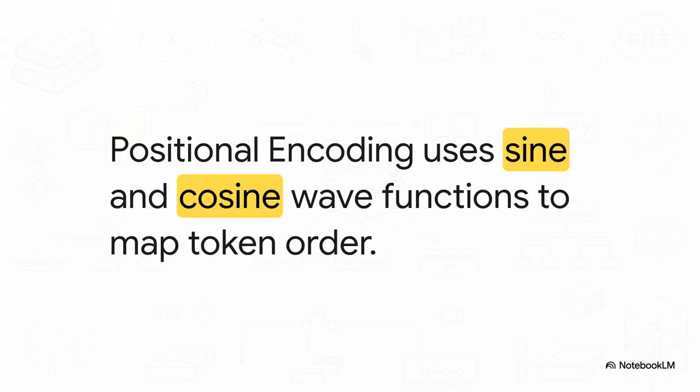But wait a second, if transformers read all the words at the exact same time in parallel, how do they know what order the words were originally in, right? The answer is this absolute genius trick called positional encoding. The architecture actually relies on sine and cosine wave functions to mathematically stamp every single word with its original position in the sequence. So it basically tags the token so the model knows, okay, this word came first and this word came fifth, even though it digested the whole sentence in the exact same millisecond.